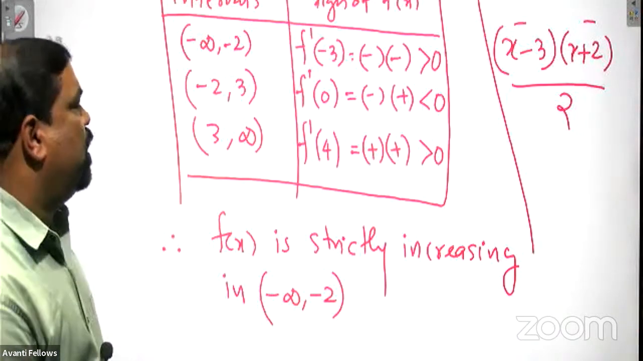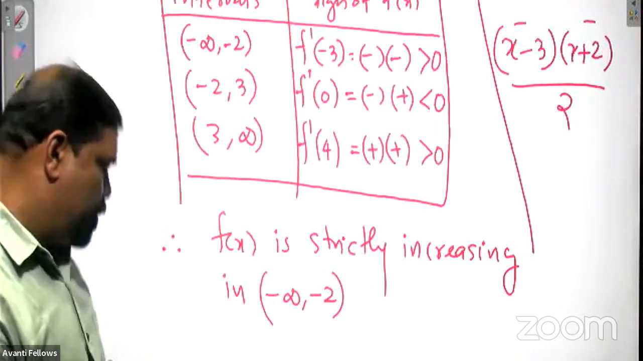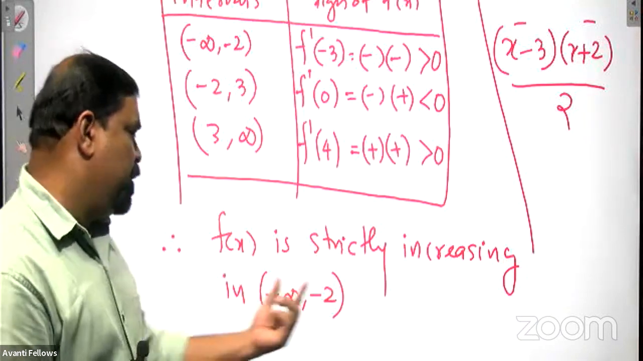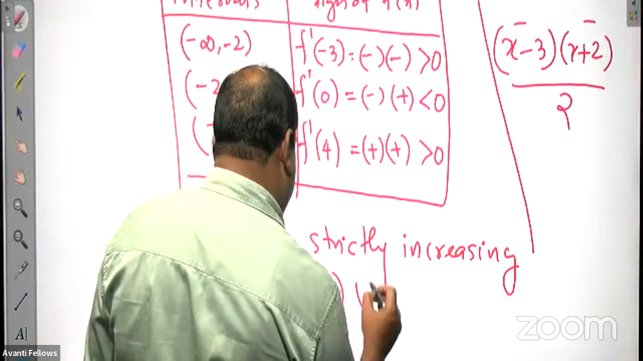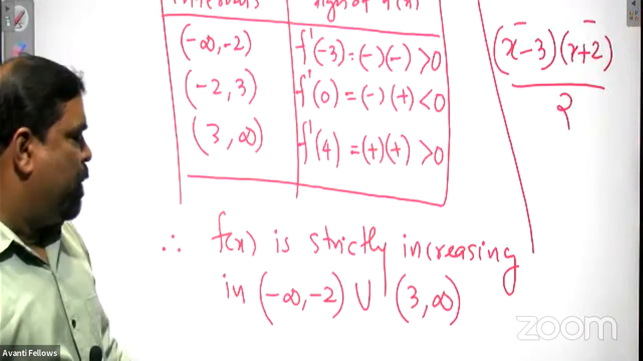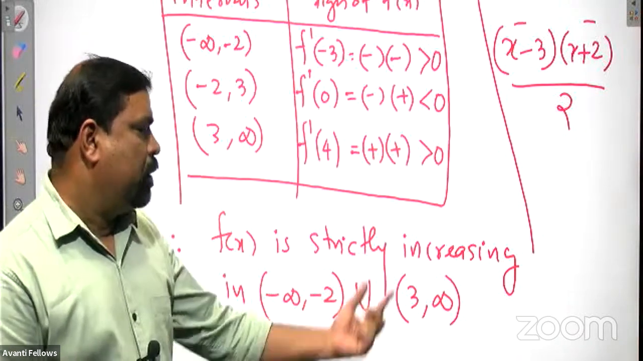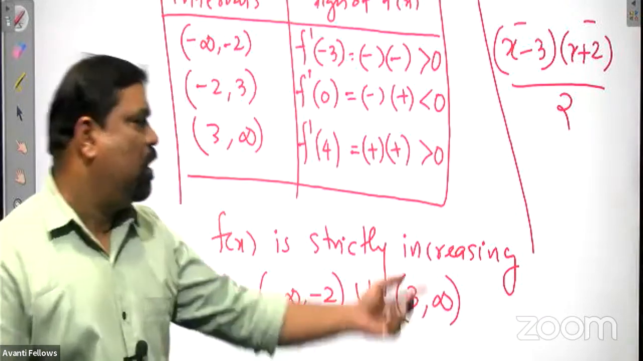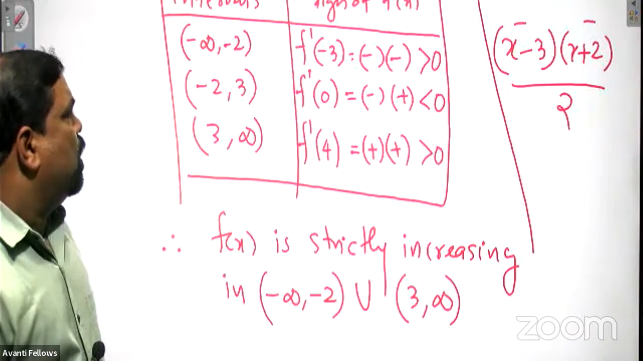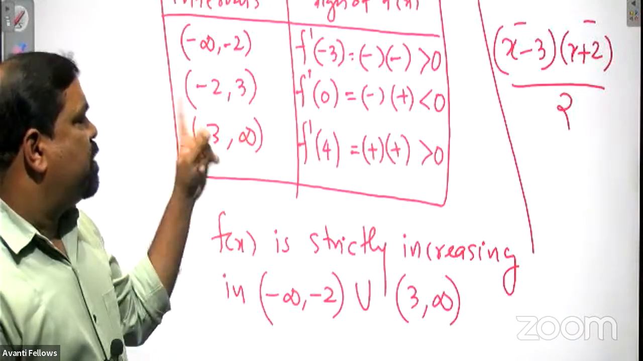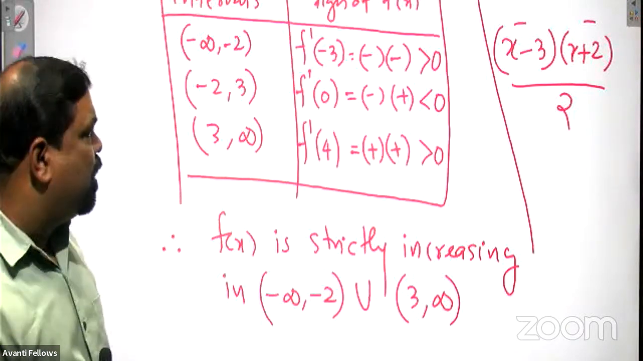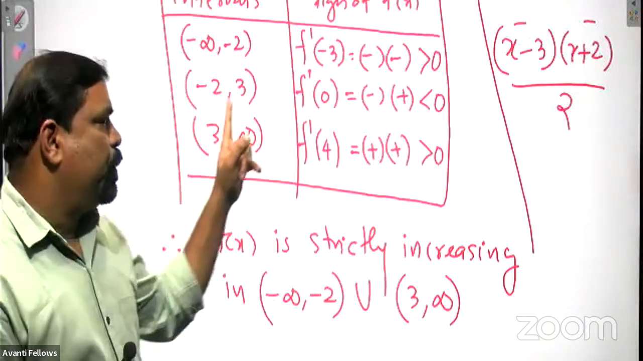There is one more interval where the derivative is positive, that is 3 to infinity. So that also we can write together. So f of x is strictly increasing in minus infinity to minus 2 and 3 to infinity. We can write in the language of sets: minus infinity to minus 2, union 3 to infinity. In both intervals, the derivative is positive, so the function is strictly increasing. So naturally, the remaining interval, minus 2 to 3, is where it is strictly decreasing. So f of x is strictly decreasing in the interval minus 2 to 3.